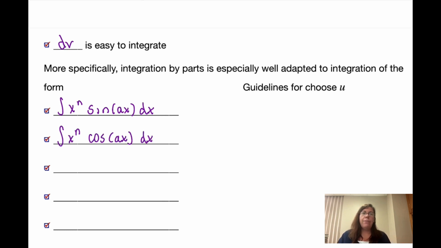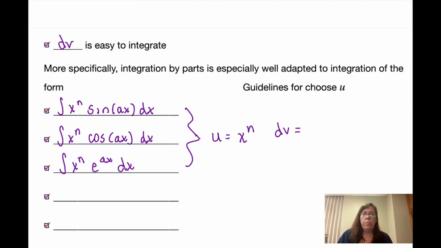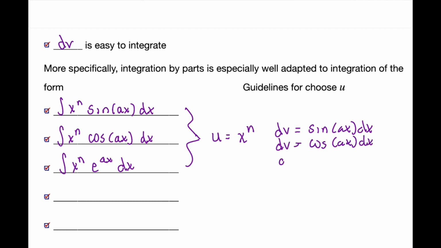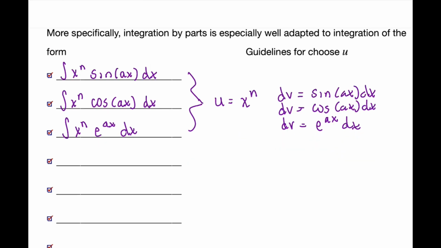If I have a polynomial times a sine function, or a polynomial times a cosine function, or even a polynomial times an exponential function, my u will always be the polynomial. And my dv will be the other function, everything that's left over. So dv in the first one would be sine of ax dx, and in the last one it would be e to the ax dx.